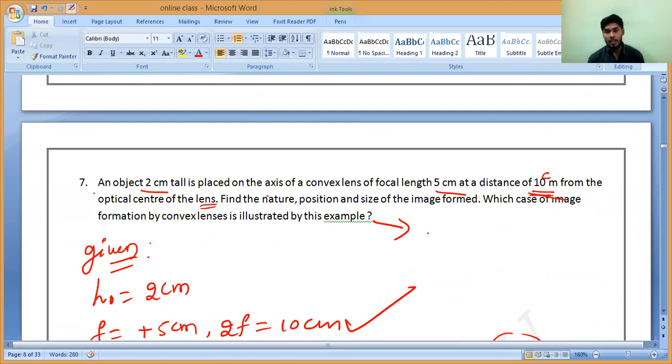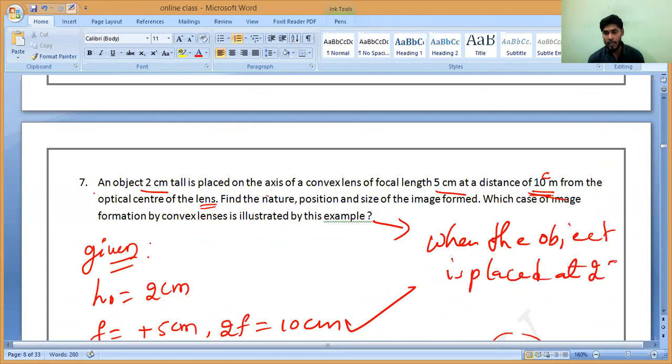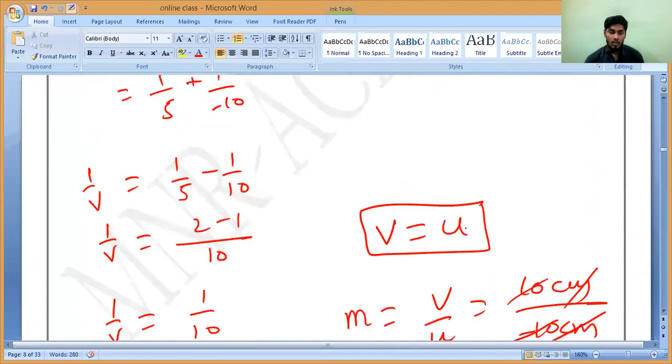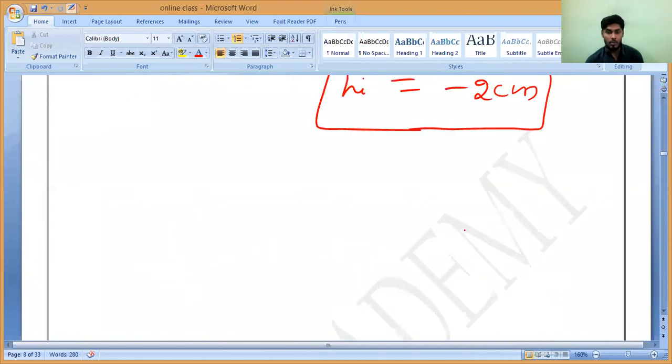It illustrates that when the object is placed at 2f dash, then the image will form at 2f on the right side. Are you understanding? That is what you should write at the final.